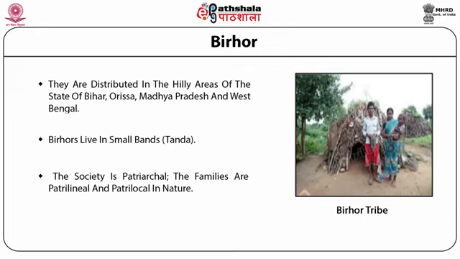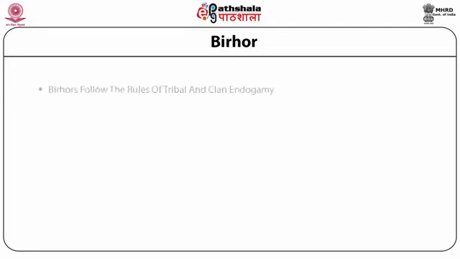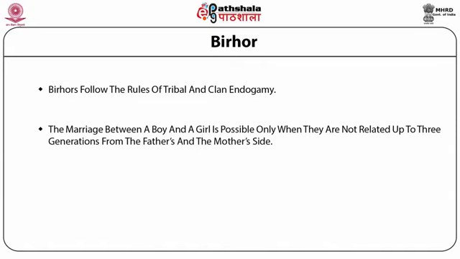The family is the smallest unit of Birhor society. Family consists of father, mother, and children. When children grow up, they move to different Tanda. Birhors follow the rules of tribal and clan endogamy. A Birhor boy is supposed to get married with a Birhor girl, but the clan of the boy and the girl should not be same. Tandas or bands have families of different clans, but they follow the rule of Tanda exogamy.